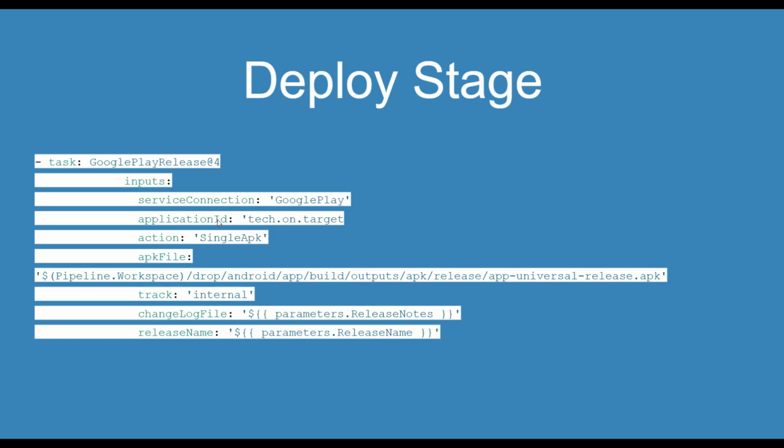Then we have the release task. Build is already done. We have the APK file with us. It is uploaded in the publish artifact folder, and it will download it from under the drop. This is the location where it is present: under the drop, Android app build outputs APK release.